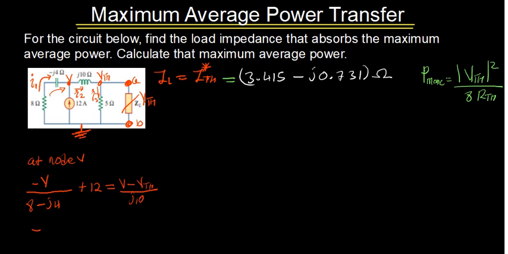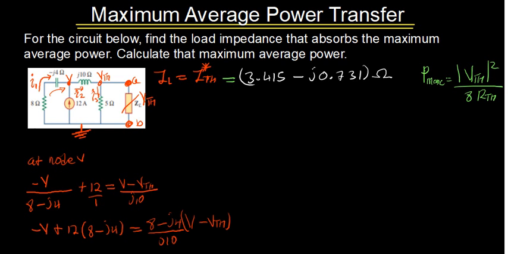So I can say it's minus V, then plus 12. I want to make this a single fraction, then that is going to be 8 minus J4 there, equal to. Remember this was supposed to be on the denominator, like I write 8 minus J4, but I'm not going to do that. I'm doing the cross multiplication. I'm just going to put it this side, where I'll have my 8 minus J4 divided by J10 multiplied by V minus V Thevenin there. So I want to settle this side in advance before I go to the other node.